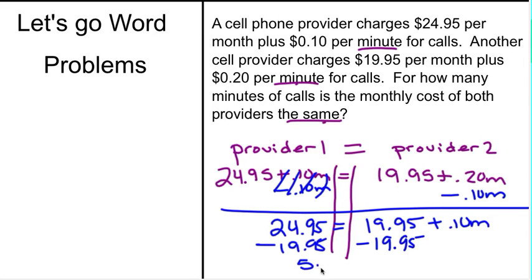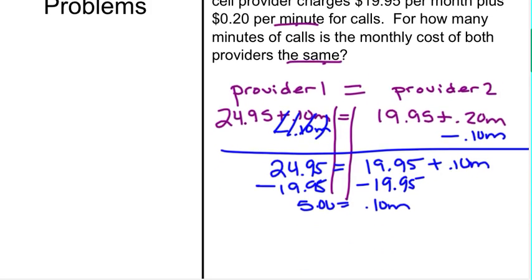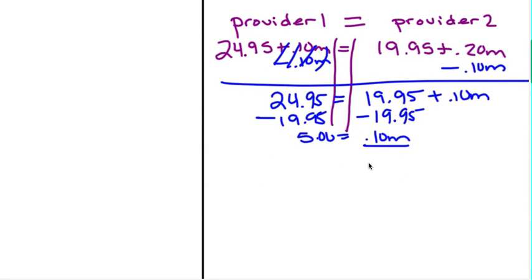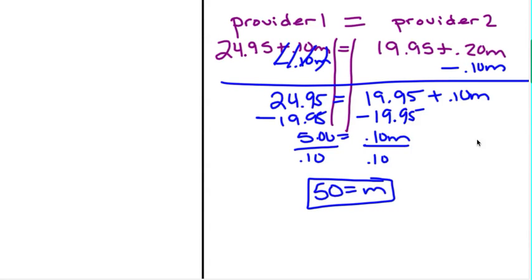I'll get $5 on this side equals 10 cents per minute. Then I would divide both sides by 0.10 or 10 cents. And doing my math quickly, I believe it ends up being 50 minutes. The minutes ends up being 50.